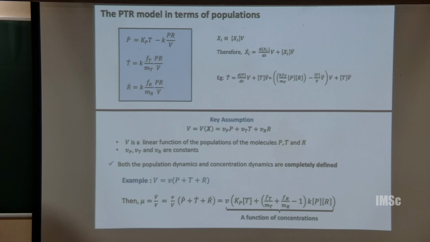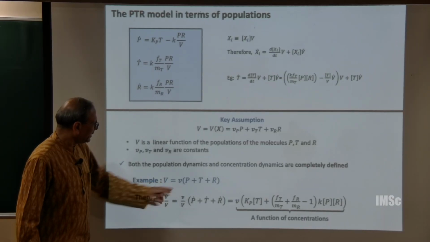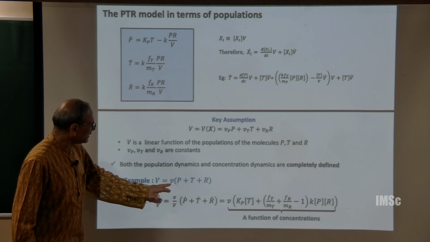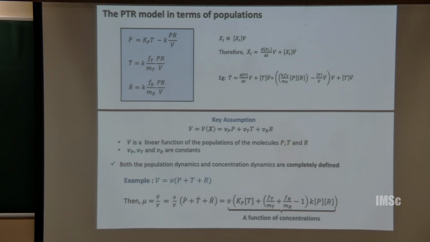Actually, we make a slightly more general assumption than this, but for the moment, let's just stick to this. In particular, I will show you the example in which we say that capital V is just little v times P plus T plus R, just the summation of everything that's inside. This is motivated from the biophysics of osmosis.